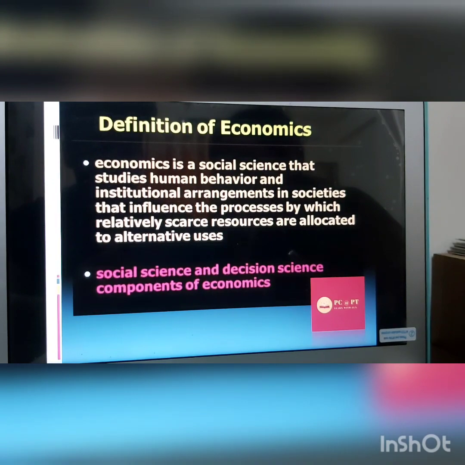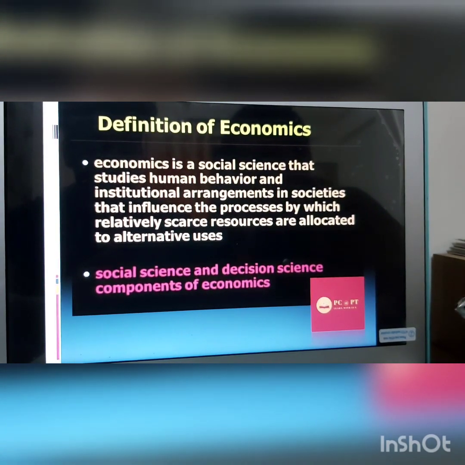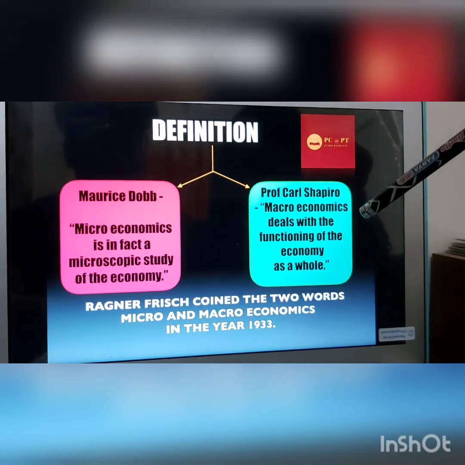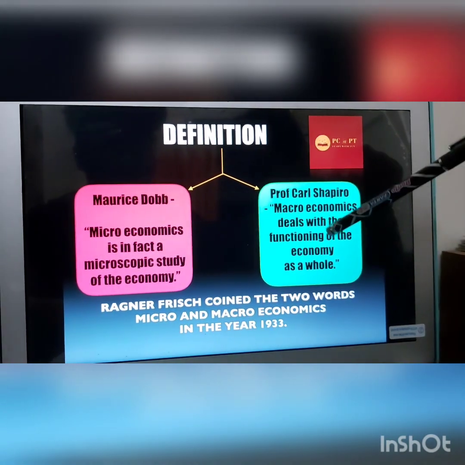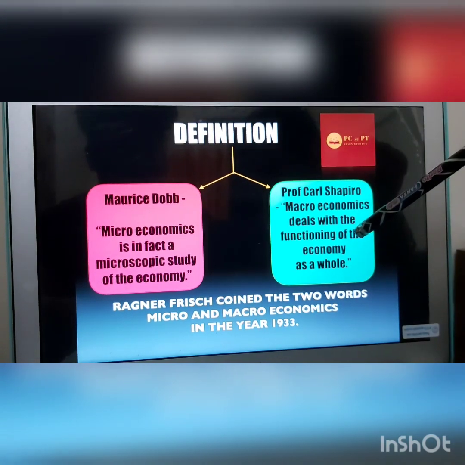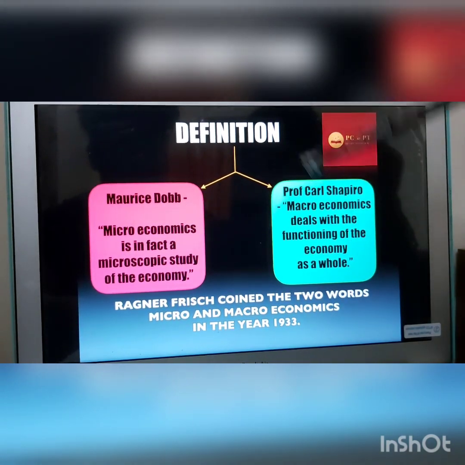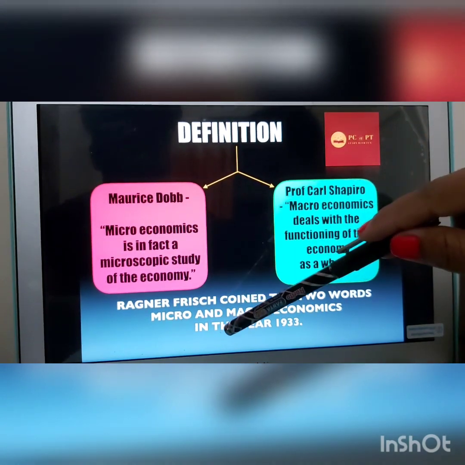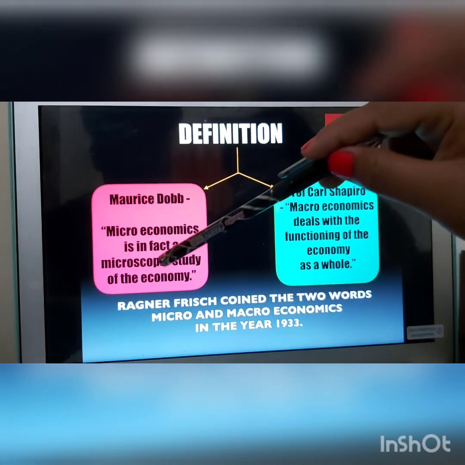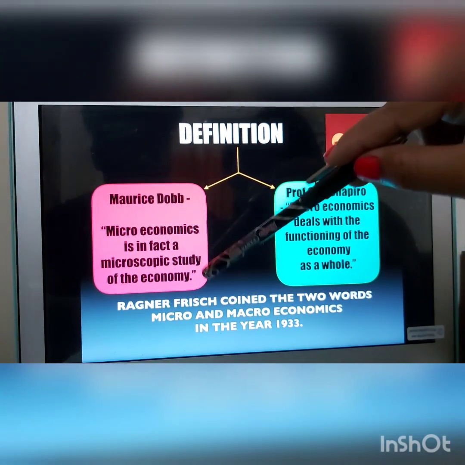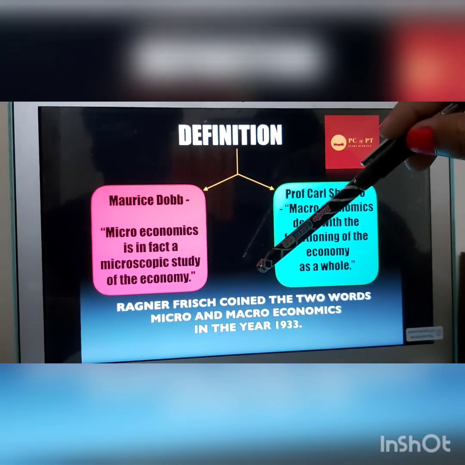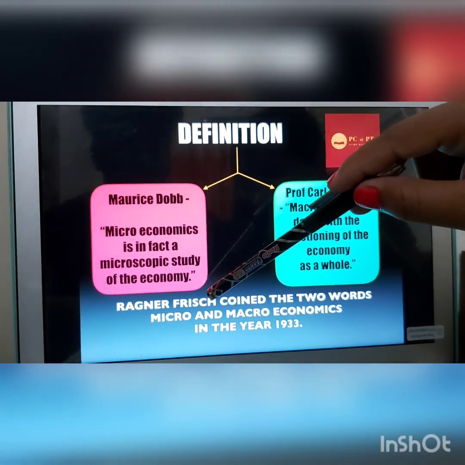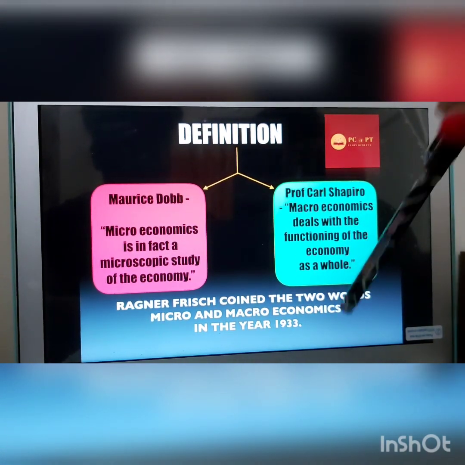So this is economics for class 12th, which is further divided into two sections, that is microeconomics and macroeconomics. This division or these two terms were coined together as microeconomics and macroeconomics in the year 1933 by a famous economist, Ragnar Frisch. Please remember this for your objectives. Who coined the two words micro and macro? Ragnar Frisch.